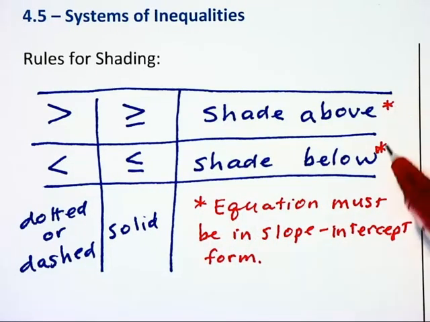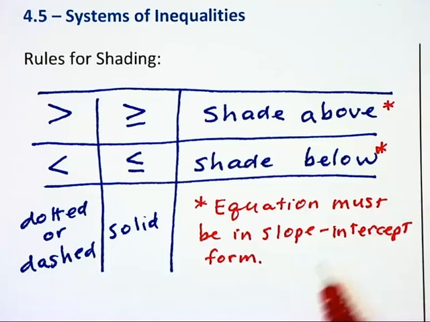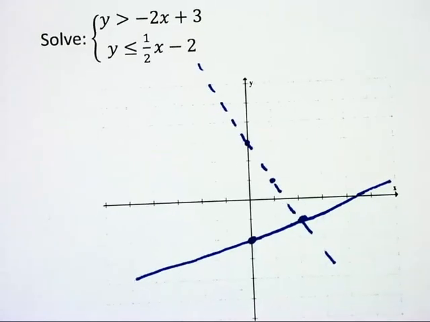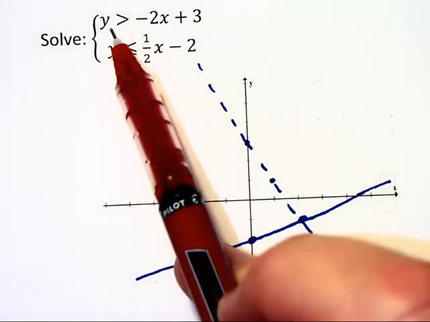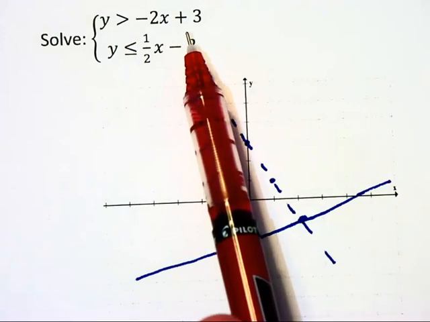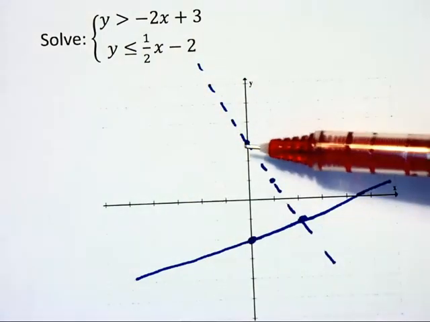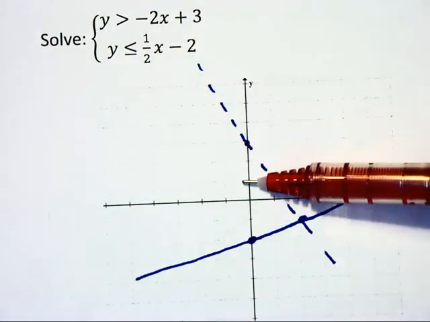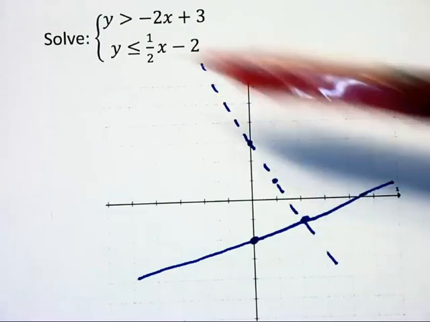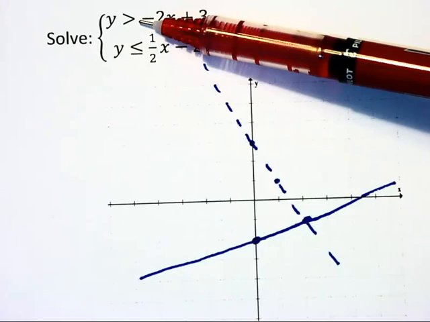However, I put little asterisks here to remind you that the equation must be in slope-intercept form, or at least have the y isolated on the left side of the inequality. In this first problem, both of these are already in slope-intercept form. I notice that the first line has a y-intercept of 3, which I plotted, and a slope of -2. Notice I drew that as a dotted line because the equality was missing.